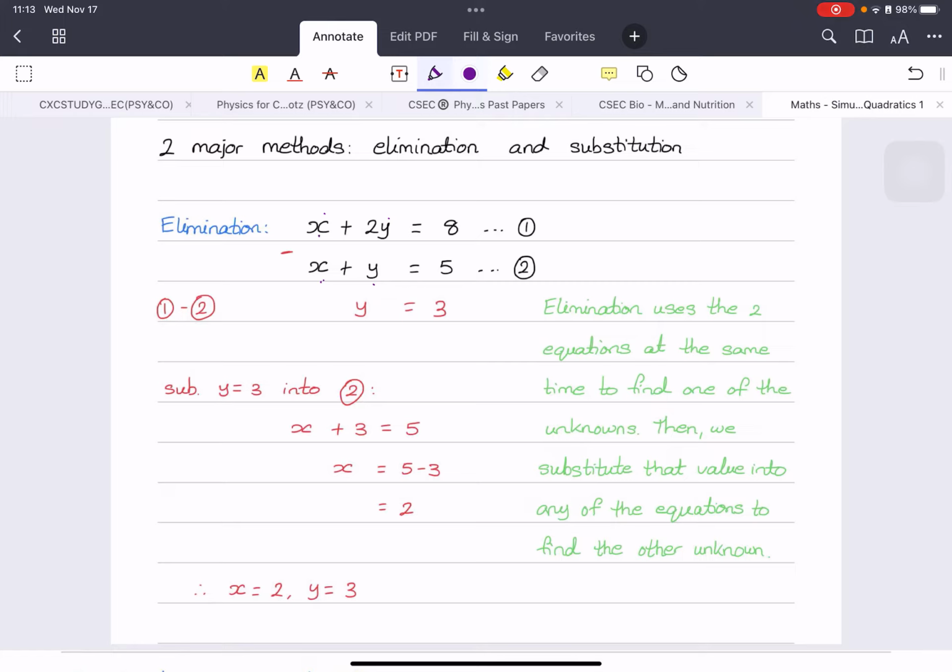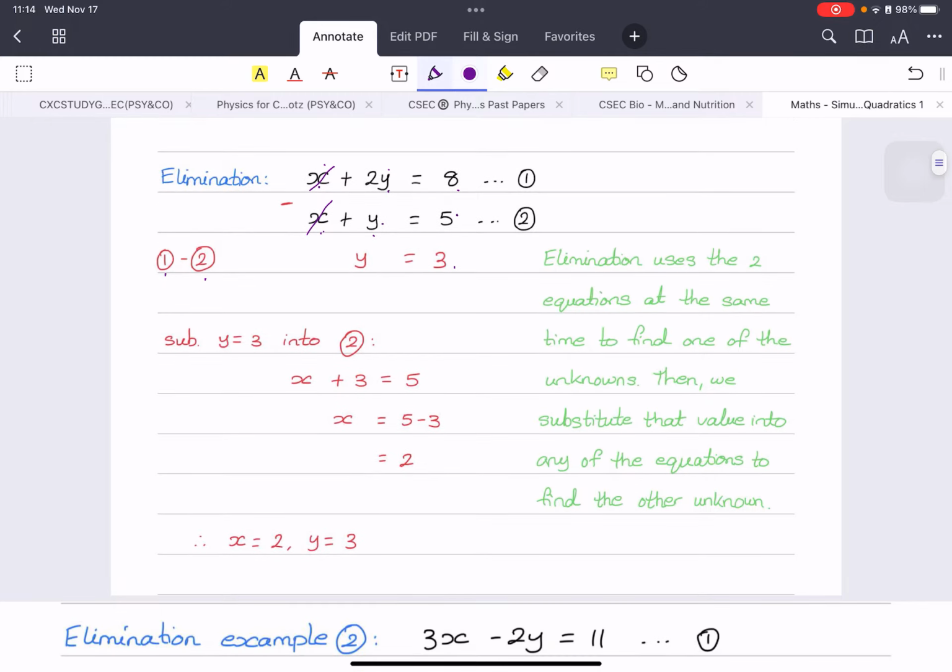So we say equation 1 minus equation 2. So the x will subtract from the x and become just x. The 2y will subtract 1y and just have 1 remaining y. And finally, 8 minus 5 is 3. So therefore, we find that y equals 3. Very simple. The next part now is to substitute the y equals 3 into one of the equations above.